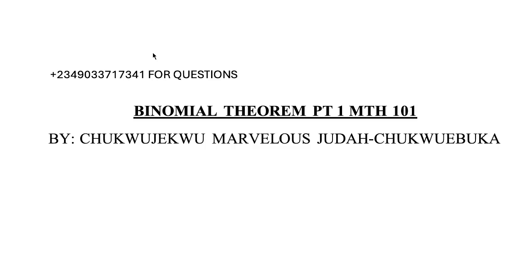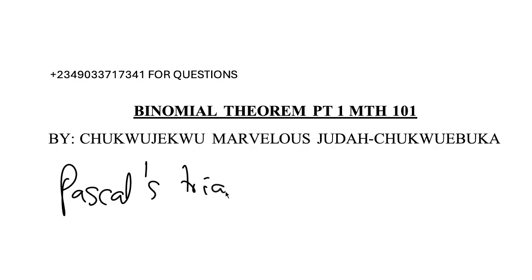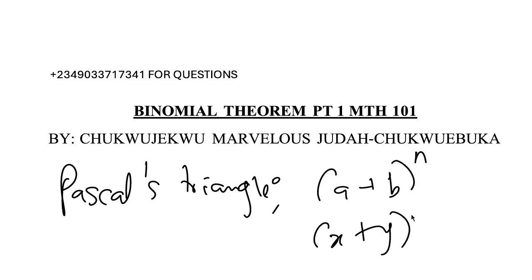In this video, we're going to be looking at binomial theorem, and this is part 1. Before we go into the main theorem, we'll look at what is called Pascal's triangle, which is a guide to help you link the values of the coefficients of an expansion together. Generally, an expansion is given by (a + b)^n, or sometimes (x + y)^n.